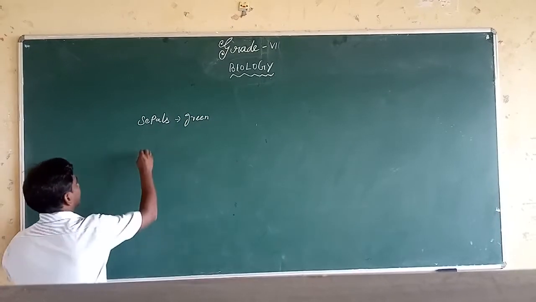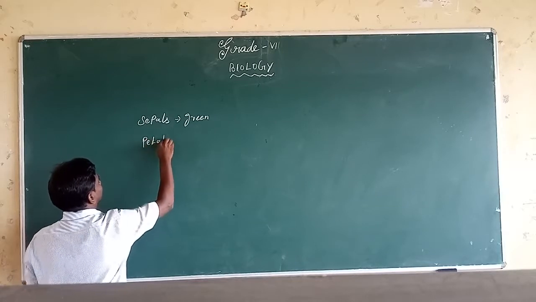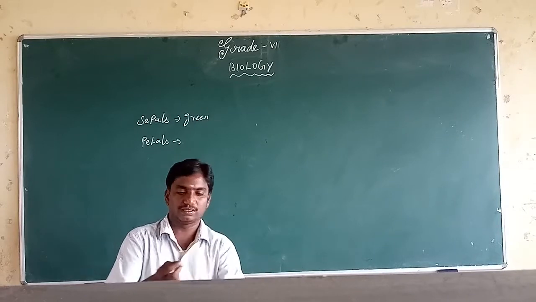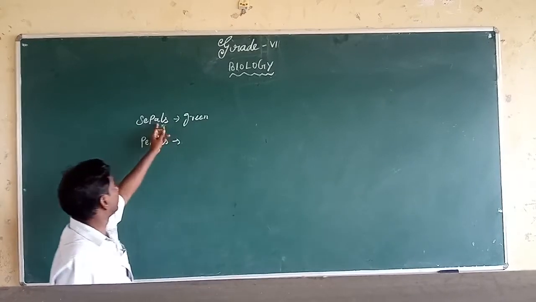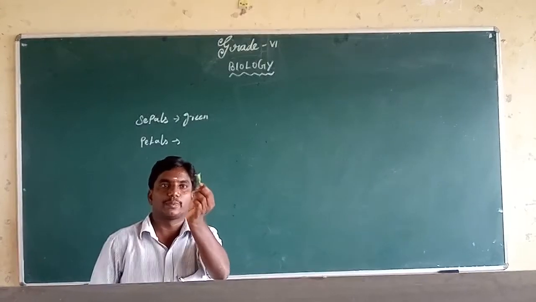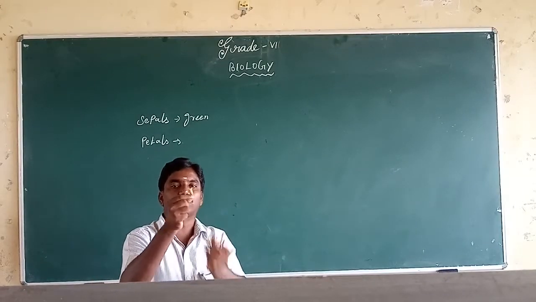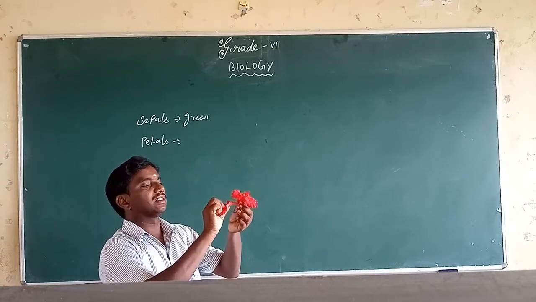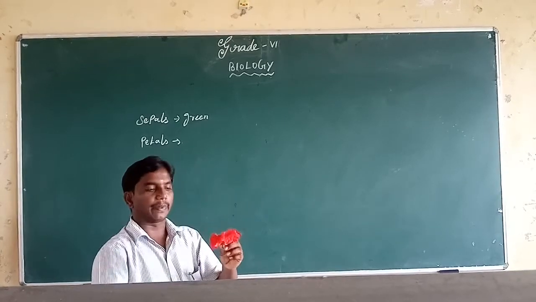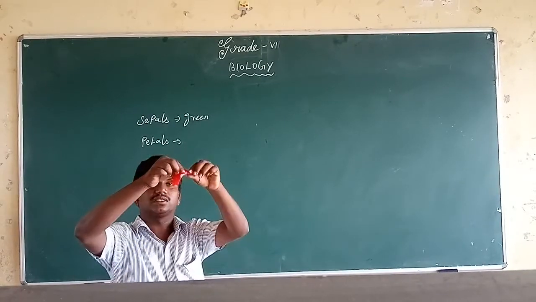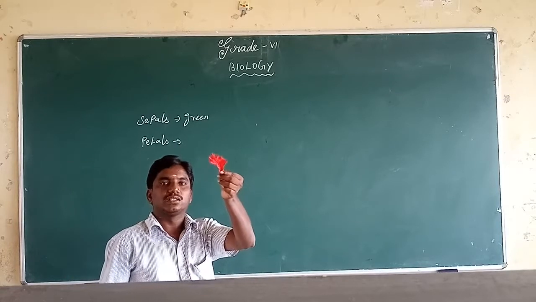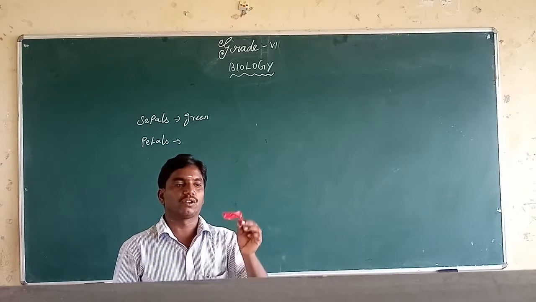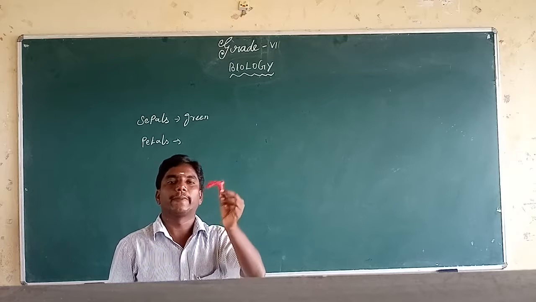And next one, petals. This is your sepals, which look green in color. And the next part, petals. This is called the petals. The petals have different colors. The flowers have different colors of petals.